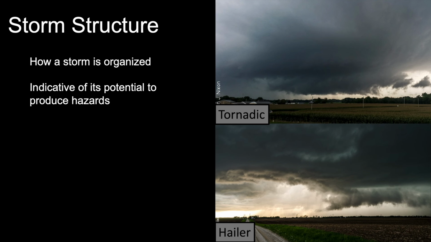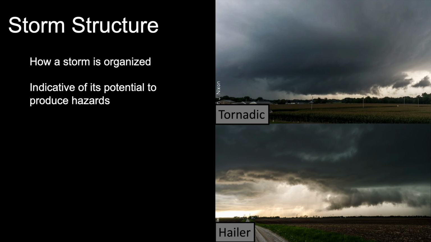And so this just goes to show, especially if you were able to get this one right, that a storm structure is really indicative of its potential to produce hazards, right? If you're able to just look at the storm and give me a probability that each one produces a tornado relative to the other, that's some pretty useful information.